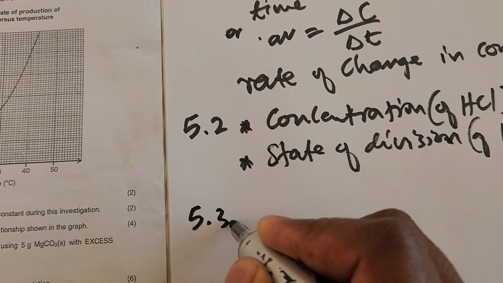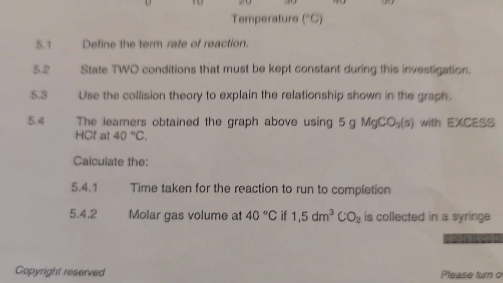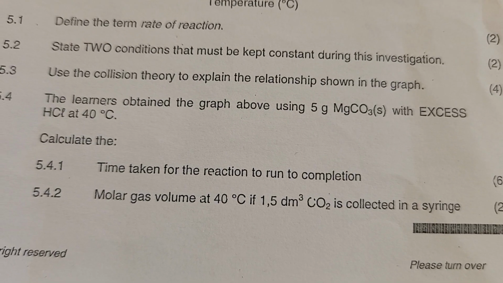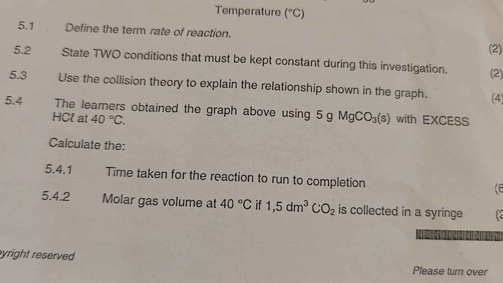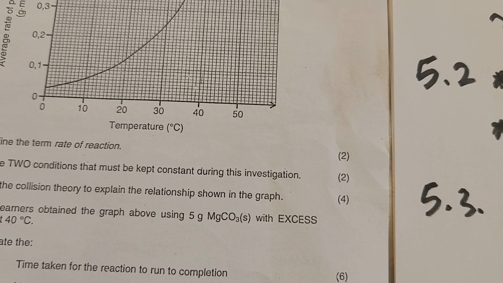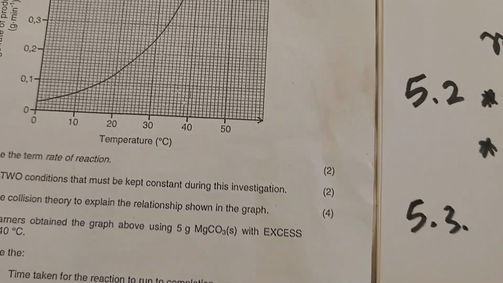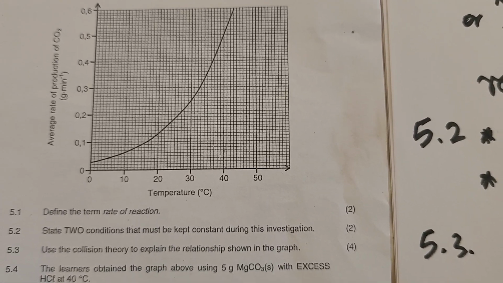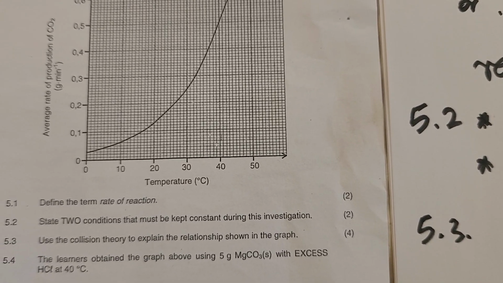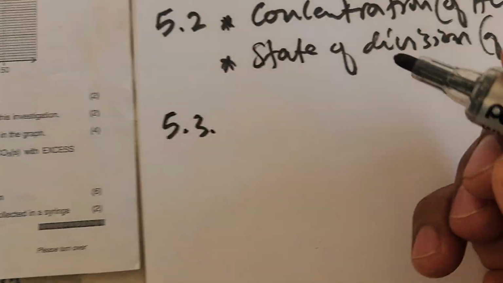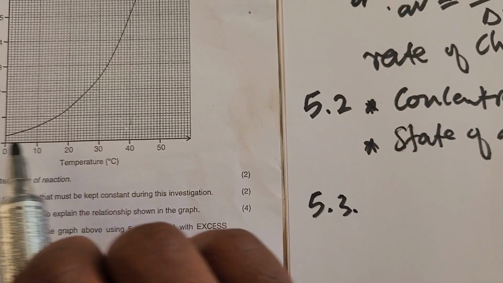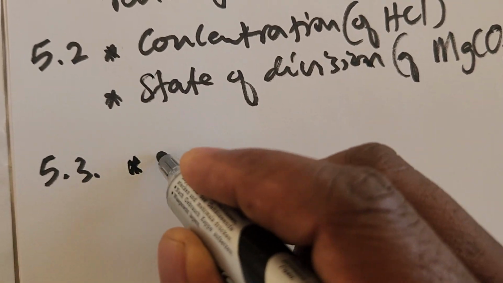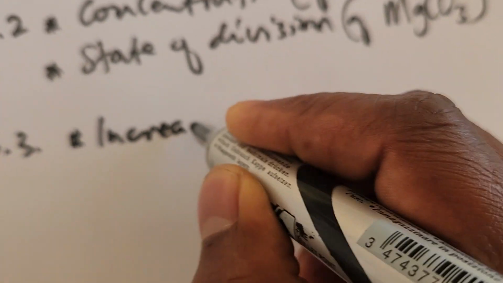Now we are coming to 5.3. They are saying to us, use the collision theory to explain the relationship shown in the graph. Now you can see the relationship. Remember, collision theory, we've got 4: temperature, catalyst, concentration, and state of division. Now here we are using the temperature. As the temperature increases, you can see that the reaction rate also increases. Therefore, we're going to start with an increase in temperature.